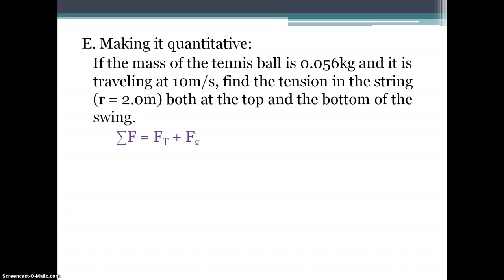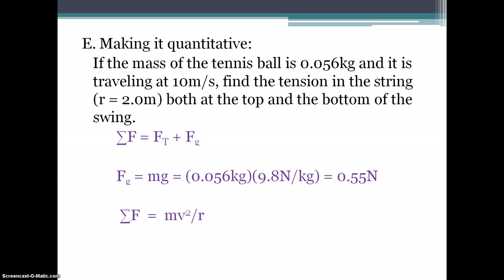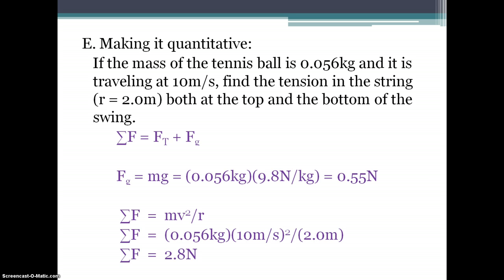So we already have our net force equation: tension plus gravity. We can find what the gravity force is. That's the mass times 9.8, and that will be the same regardless of the position of the ball. So now we can also find the net force. If we're moving at a constant speed, this will also be the same. So since they gave us that velocity and the mass and the radius, I can go ahead and find the net force. Now I have the net force, and I already have my Fg. So I'm going to find my tension force at the top and the bottom.